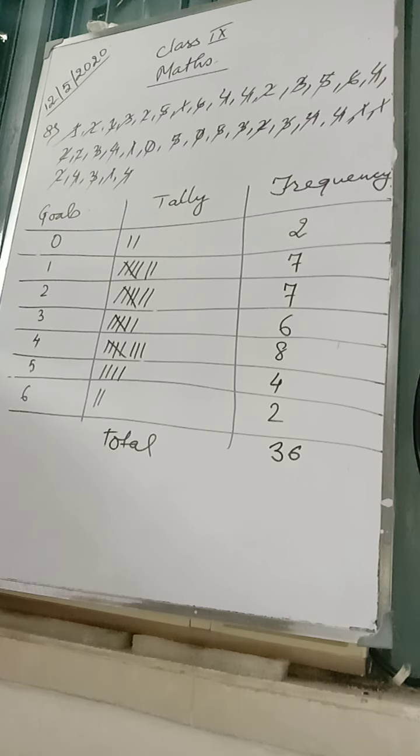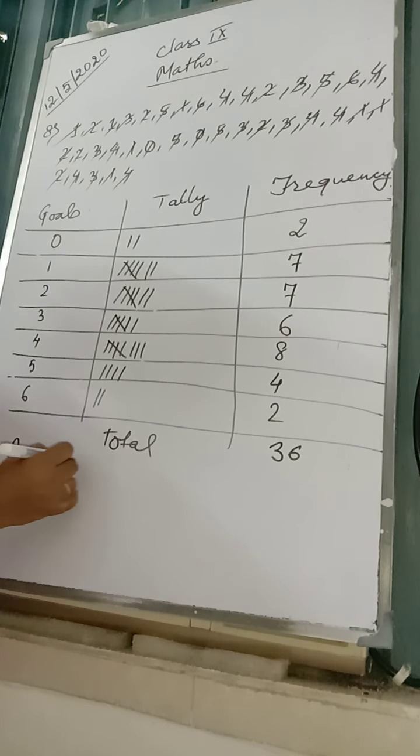Now you have to answer the questions. The first question says, what is the range of the number of goals scored by the football club? I have told you range means upper minus lower data. What is the maximum goal the football club has made? That is 6, and the lowest is 0. So range is equal to 6 minus 0, that is 6 goals.